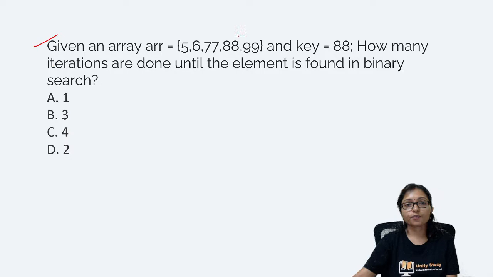Given an array. This is an array given to you. The key element is this one. How many iterations are done until the element is found in binary search?